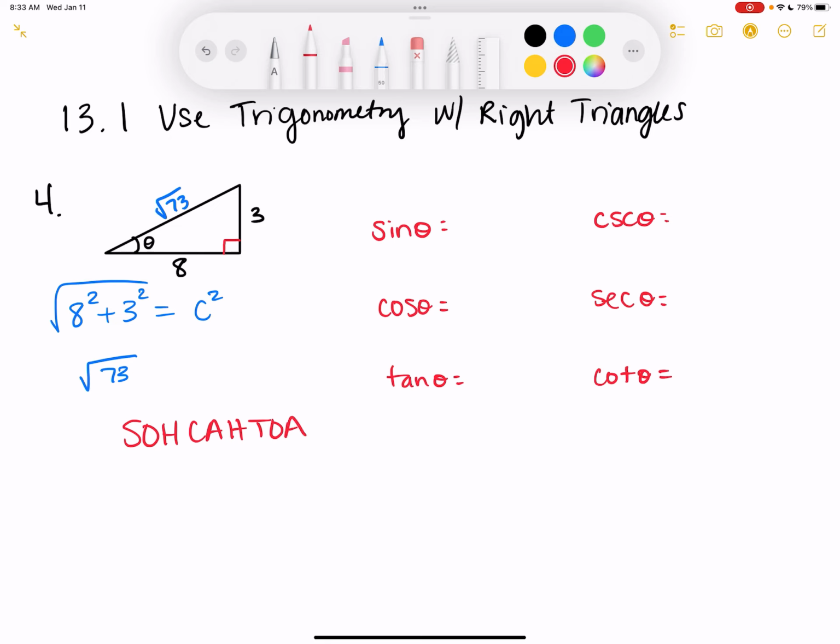So sine is opposite over hypotenuse, so 3 over the square root of 73. However, we're not allowed to leave it like this. We cannot have a radical on the bottom. So we have to multiply, and you don't actually have to show this step, you can just do it, but I'm going to show you for the moment. So we're multiplying by the square root of 73 over the square root of 73. So that's 3 root 73 over 73.